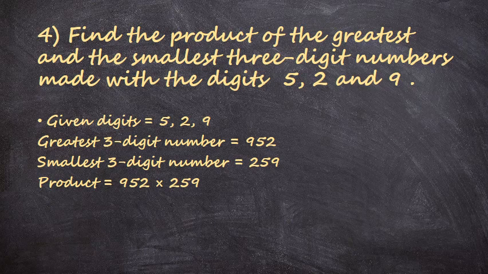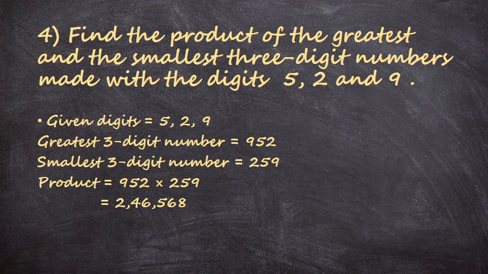Product of the greatest and the smallest 3-digit numbers made with the digits 5, 2 and 9 is equal to 952 multiplied by 259, which is equal to 2,46,562.